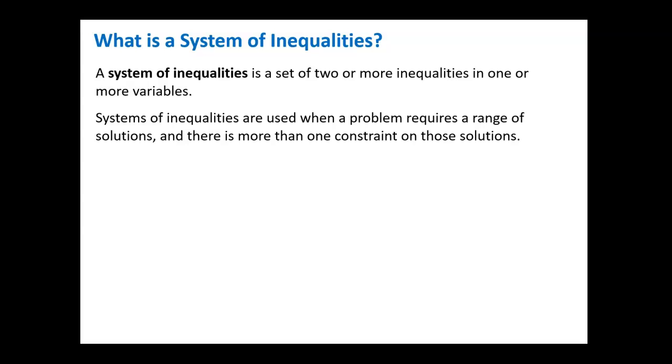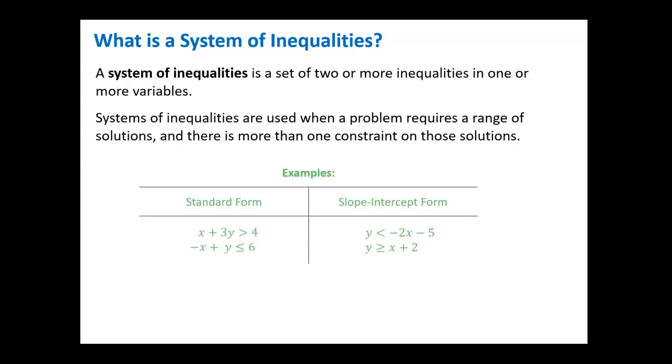Listen. What is a system of inequalities? A system of inequalities is a set of 2 or more inequalities in 1 or more variables. Systems of inequalities are used when a problem requires a range of solutions. It could be greater than or less than, and there is more than one constraint on those solutions. I'll show you what that means.